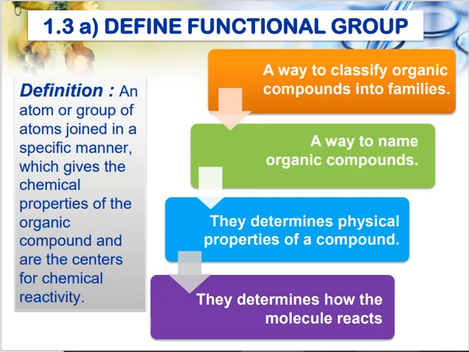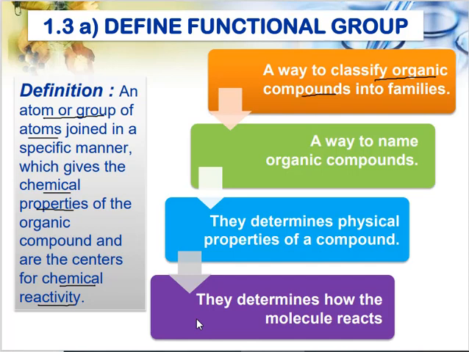Okay, so first, what is the definition of functional group? Okay, so functional group basically means an atom or group of atoms joined in a specific manner, which gives the chemical properties of the organic compound and are the centers for chemical reactivity. Okay, so basically it means that each organic compound has its own functional group, and the functional group is where the reaction happens for that compound. Okay, so it's a way to classify organic compounds.